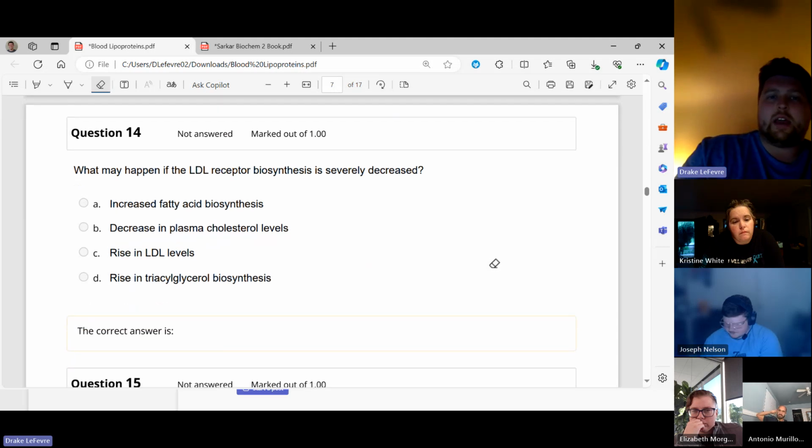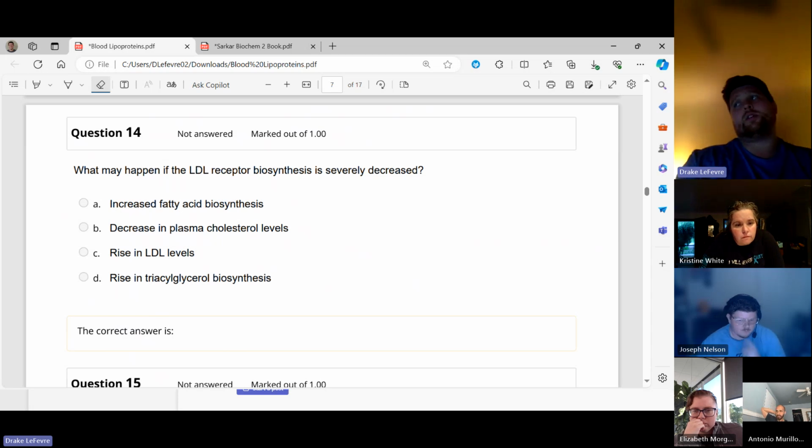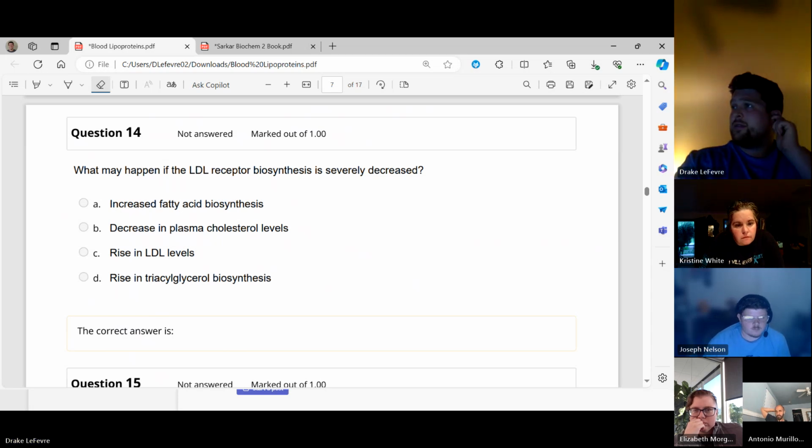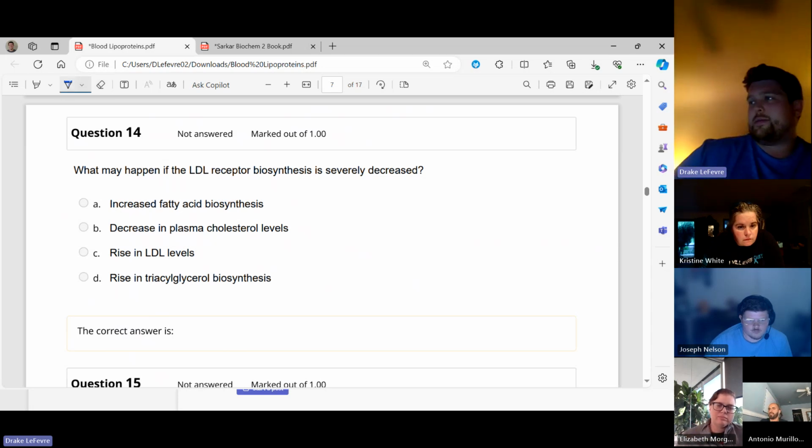Okay, what may happen if the LDL receptor biosynthesis is severely decreased? This is our question that we essentially already had. I think, if not the exact question, very, very similar wording. Who can tell us what the answer is?